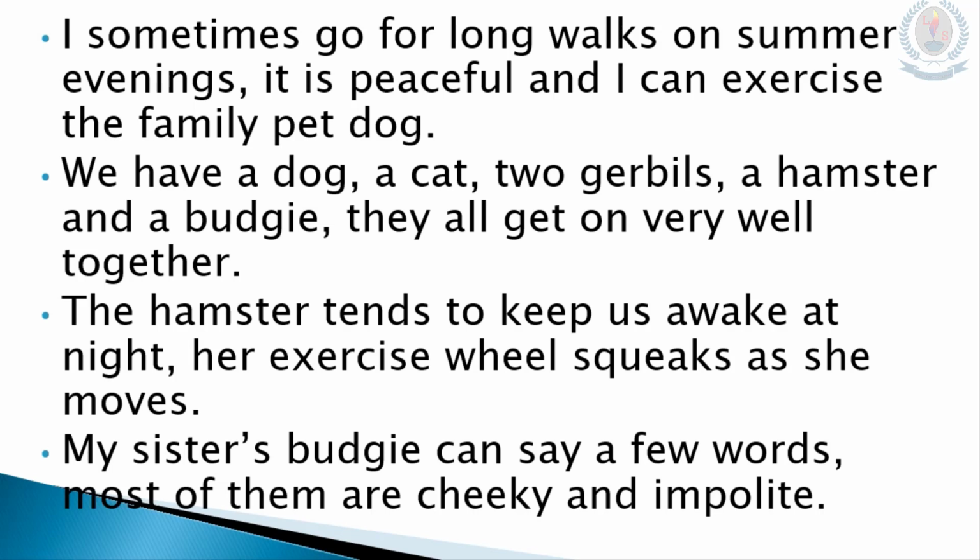Let's look at the second sentence. We have a dog, a cat, 2 gerbils, a hamster and a budgie. Full stop. Because it's a complete sentence. Then start the next one with capital T. They all get on very well together. Full stop. The hamster tends to keep us awake at night. It's complete and meaningful. So, you don't have to put the comma there. You can end that sentence with a full stop. Then start the next one with capital H. Her exercise wheel squeaks as she moves.